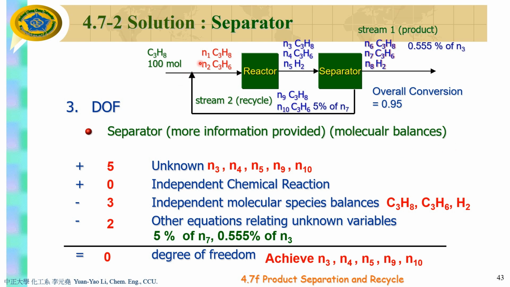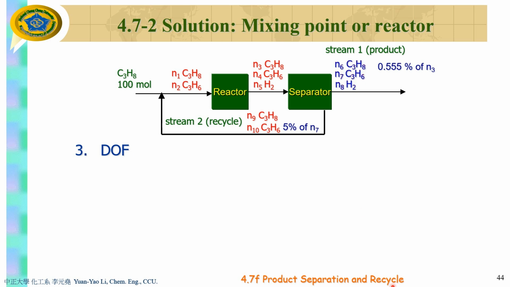And after that, you get the answer of these 3 using the overall system, and you get these 5 answers using the separator, input equal to output. And then you can use the mixing point here, or you can use the reactor to get these 2, because with 2 species, input equal to output, easy. I don't want to waste your time. Please go home and do it by yourself.